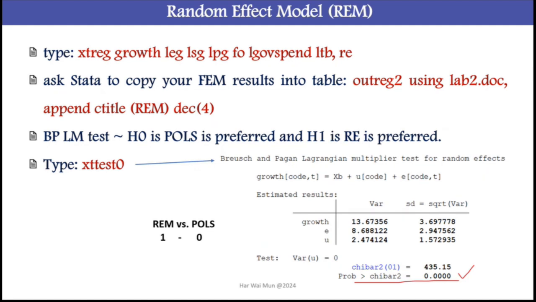Just now, POLS versus FEM. Who won? FEM won already, right? Then now we try REM versus POLS. When REM versus POLS, you use this test called the BPLM test, the Breusch-Pagan Lagrange Multiplier test for random effect. If the result is not significant, then POLS wins. If the result is significant, then random effect wins.